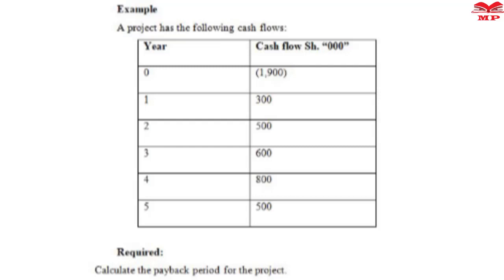At the end of year 1, 300,000 will be raised. At the end of year 2, 500,000. At the end of year 3, 600,000. At the end of year 4, 800,000. At the end of year 5, 500,000. Required: calculate the payback period for the project.